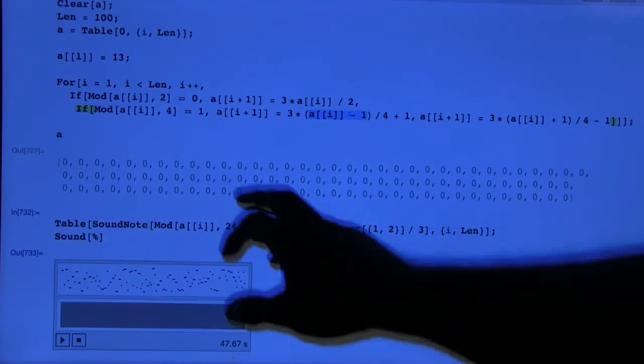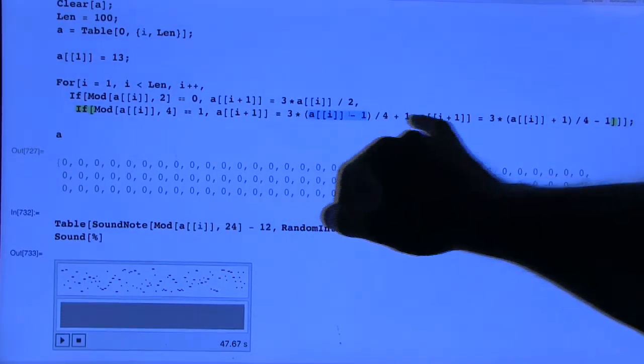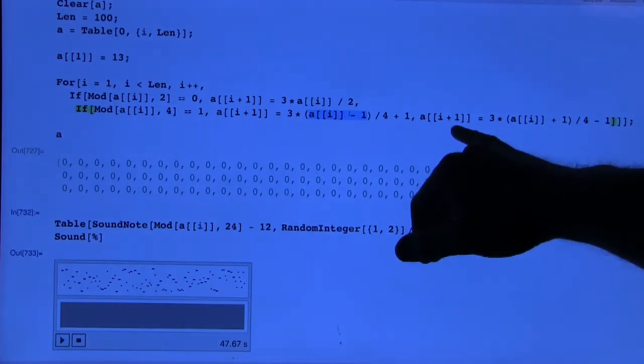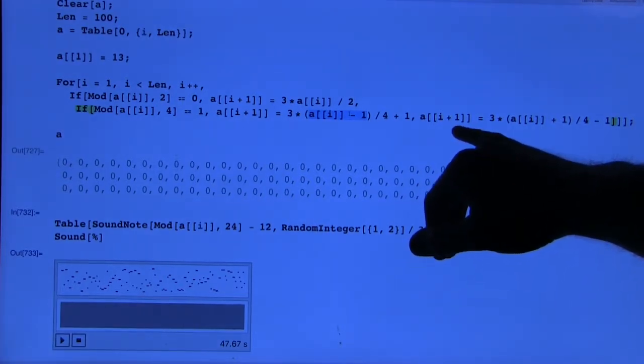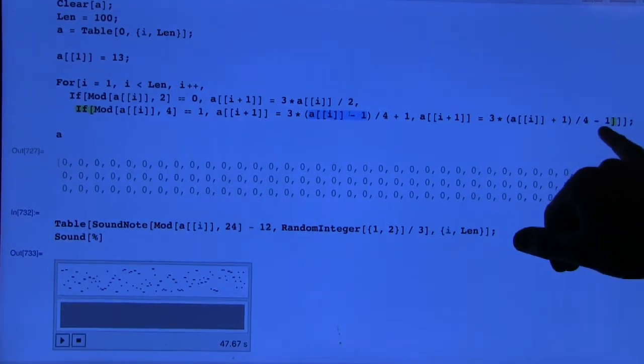And the last case is, otherwise, if it's not, I checked if it's 0 mod 2, I checked if it's 1 mod 4, and the last case is it has to be 3 mod 4, or negative 1 mod 4. And then I add 1 to it, divide by 4, and then subtract 1.